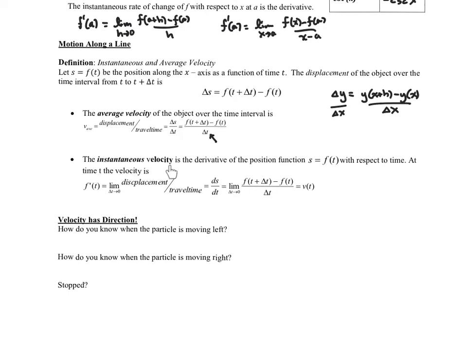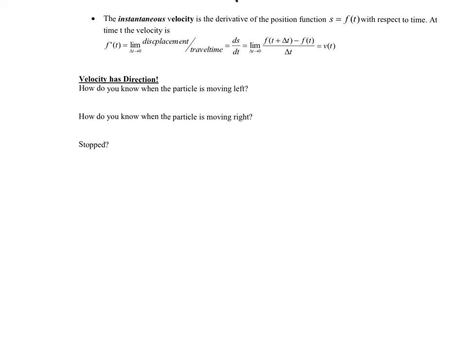The instantaneous velocity, very similarly to our definitions of the derivative above, is going to be the limit as the change in time goes to 0. That's no different than the limit as h goes to 0 of f of a plus h minus f of a over h, where this is now just the instantaneous change in position over time, okay, or the instantaneous velocity. So let's talk some details about velocity, because velocity has direction. Okay, speed has no direction, but velocity does.